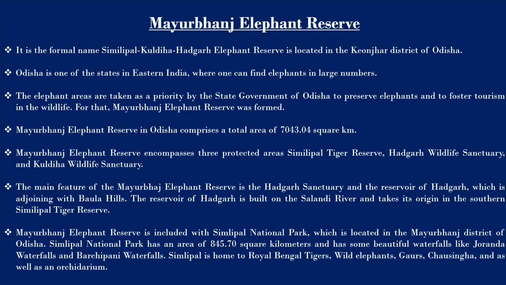Now, Mayurbhanj Elephant Reserve also includes some reserve forests, protected forests, private lands and revenue lands. The revenue lands are known as agricultural lands. And the landscape beauty of Mayurbhanj Elephant Reserve often attracts tourists.